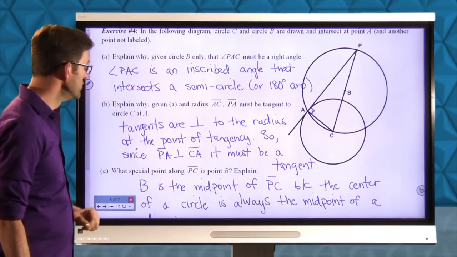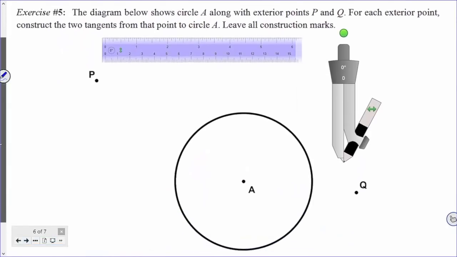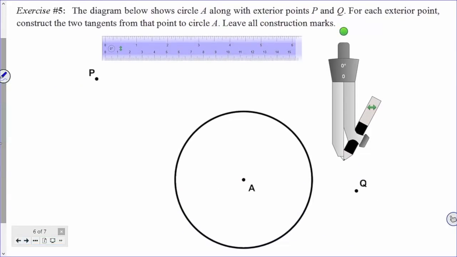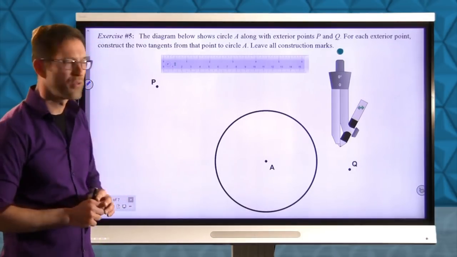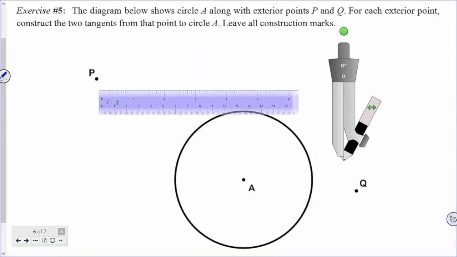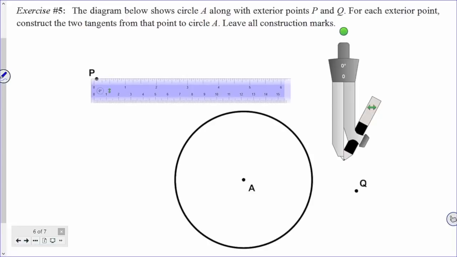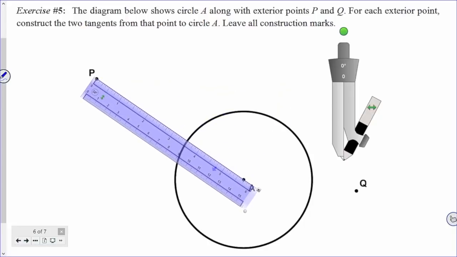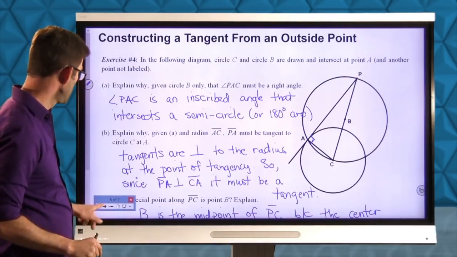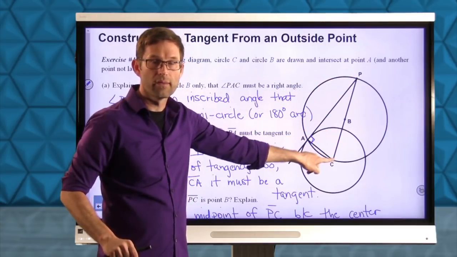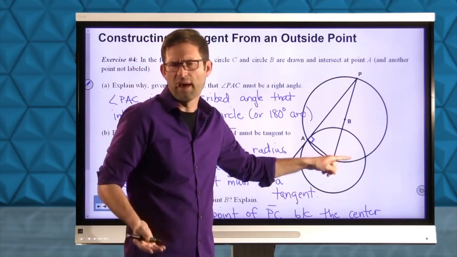So, let's do it. Exercise number 5. The diagram below shows circle A along with exterior points P and Q. For each exterior point, construct the 2 tangents from that point to circle A. Leave all construction marks. All right, so here we go. Let me walk through it for point P. This is kind of cool. For this construction, we're going to take point P and draw a line segment between point P and point A. Now, real quick, a flashback: that's this line, that's PC, except now it's PA.